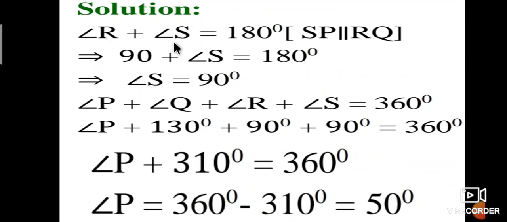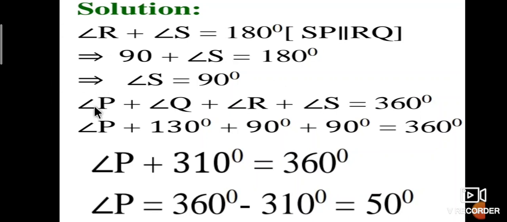Angle R plus angle S is equal to 180 degrees. That is 90 plus angle S is equal to 180. Therefore, angle S is equal to 90 degrees.